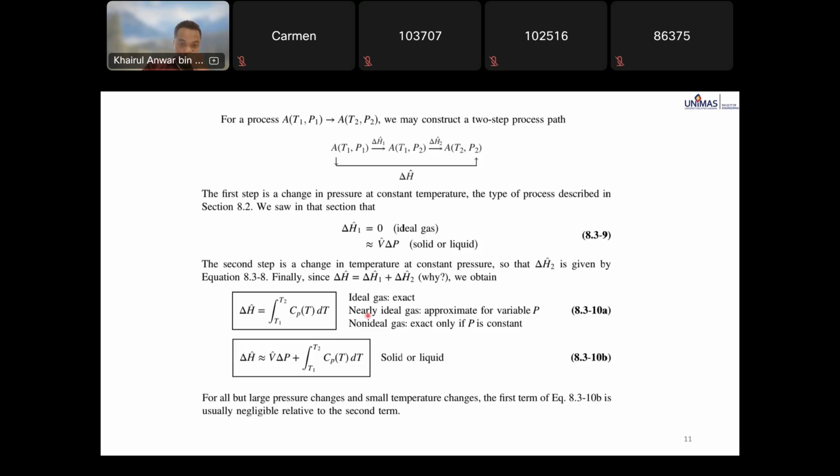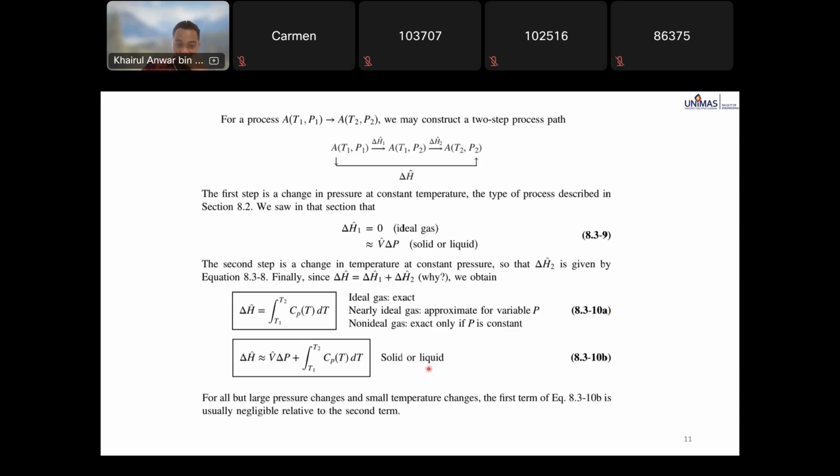So for ideal gas, nearly ideal gas or non-ideal gas, this is exact only if this is the condition. So for any type of gas, assuming it's fulfilling the condition, you can use 8.3-10A.